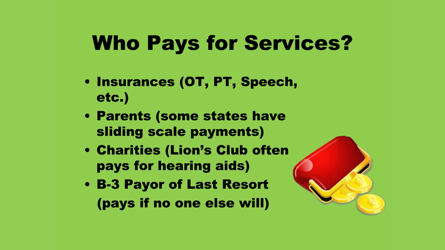Now, birth to 36 months, we have a payer of last resort, okay? And what that means is they pay if no one else will pay. Okay, so what they're going to do is they're going to try the insurance first, then they're going to try the charities, they're going to try various things, and if no one else can pay, then they will pay for it. Okay, in Tennessee, that's Tennessee's Early Intervention System.